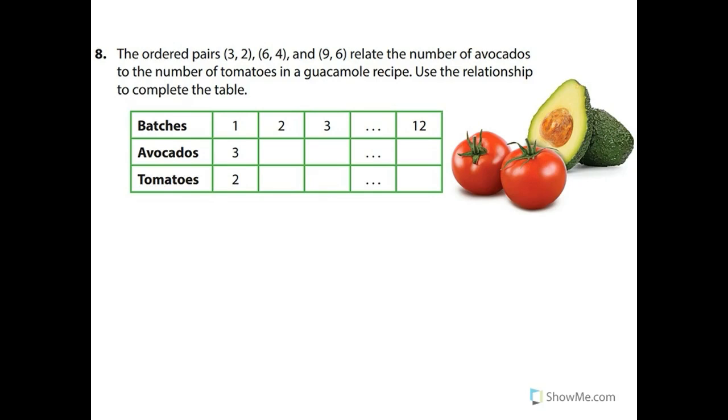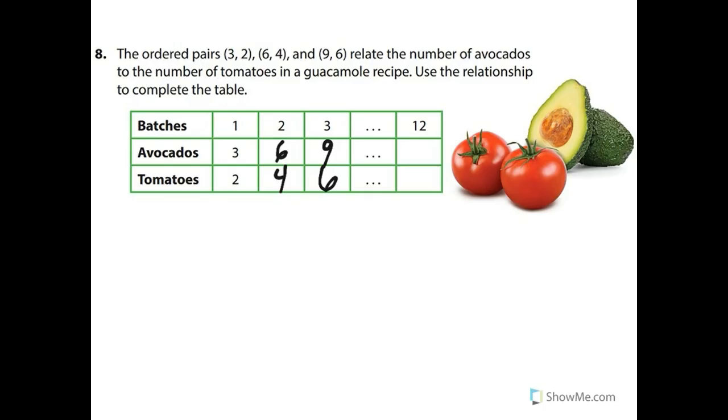Number 8 says the order of pairs 3, 2, 6, 4, and 9, 6 relate the number of avocados to the number of tomatoes in a guacamole recipe. Use the relationship to complete the table. All right, so let's look at this. We got 3, 2, 6, 4, 9, 6. What's going on there?